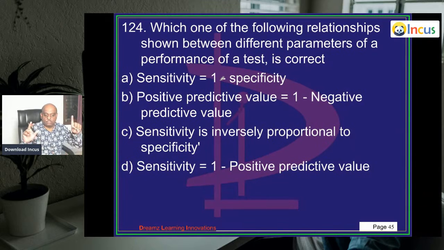So, different parameters of the performance of the test. Sensitivity is inversely related to specificity. That's what you need to remember.